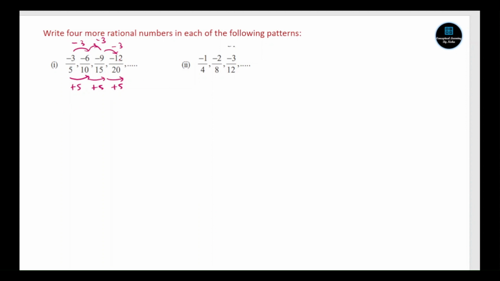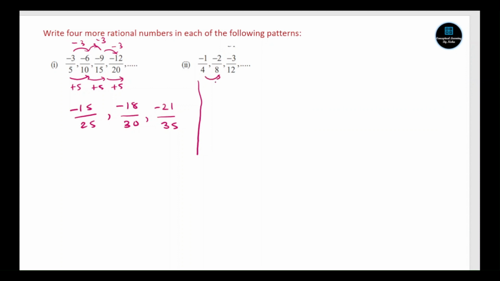So after -12, I can add -3. So -12 - 3 is -15, and in the denominator 20 plus 5 is 25. Again, if I add minus 3, I'll get minus 18, here 30. If I add minus 3 again, minus 21. See, it is the 3 that stays constant, right? You can write it this way also. And here the 5 stays constant, so you can write it this way also. Correct? Easy? Alright.